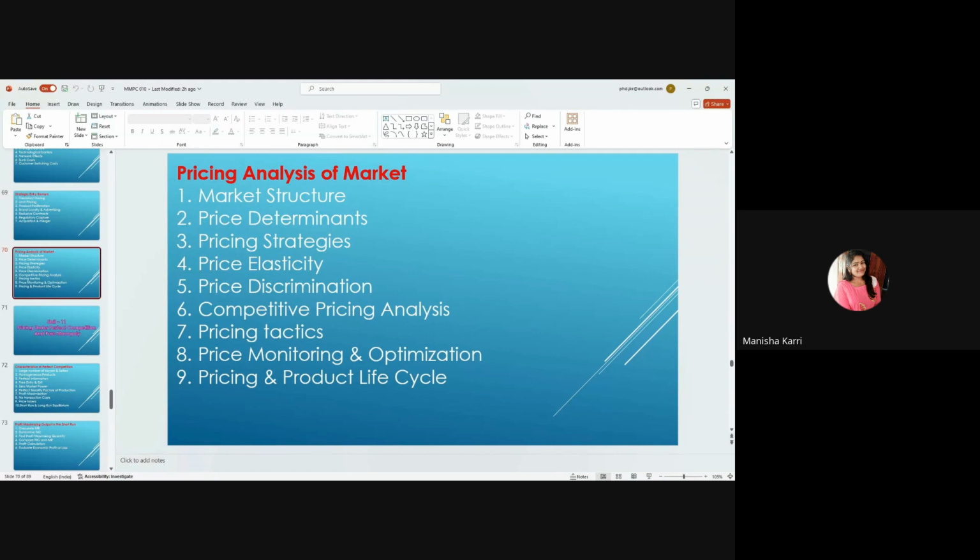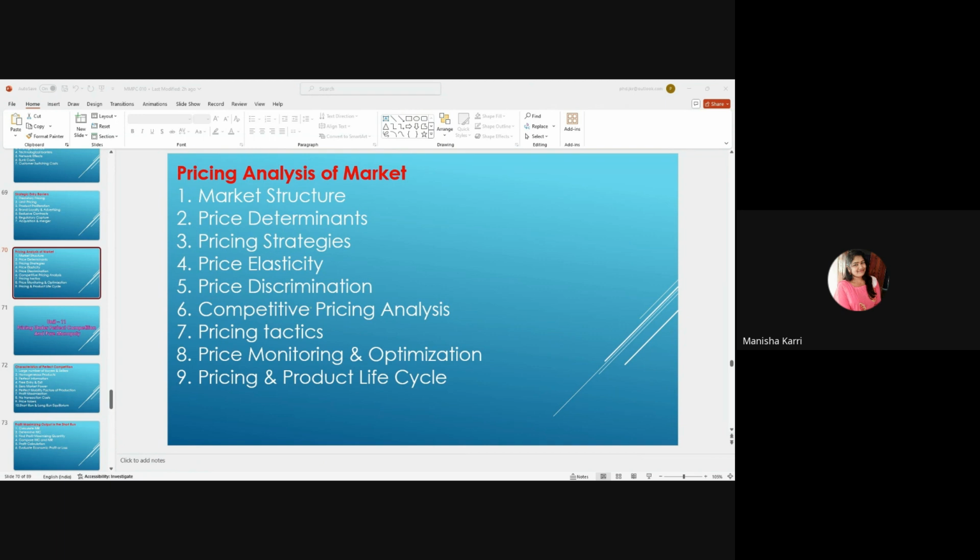Pricing analysis of markets. Pricing analysis in markets involves studying the factors that influence pricing decisions by firms, understanding the pricing strategies used, and evaluating the impact of pricing on market dynamics. Here are some key aspects of pricing analysis. First one is market structure. In market structure, there will be perfect competition, monopolistic competition, oligopoly or monopoly, as we have just discussed.